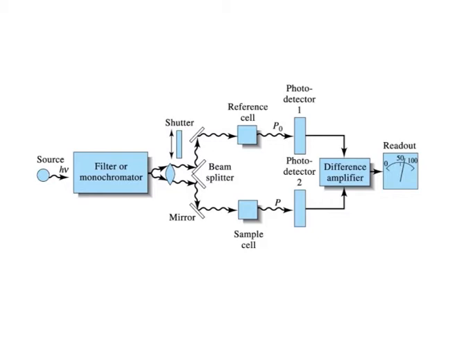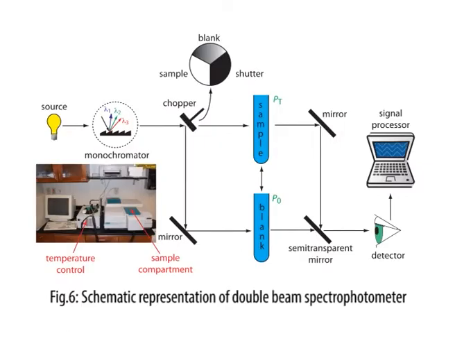Double beam instruments are more versatile than the single beam instruments. They are useful for both quantitative and qualitative analysis, but also are more expensive. Figure 6 represents the schematic representation of a double beam spectrophotometer.